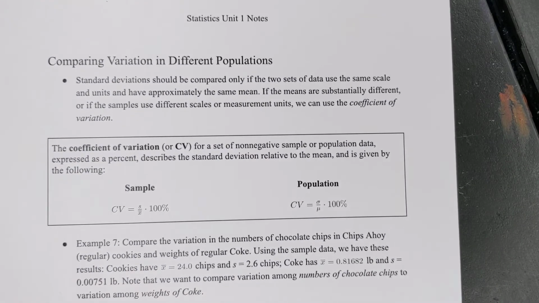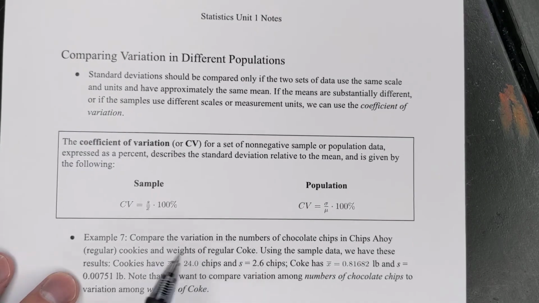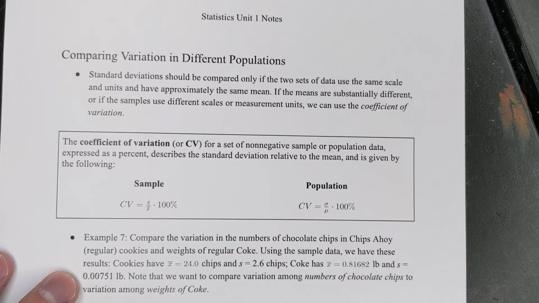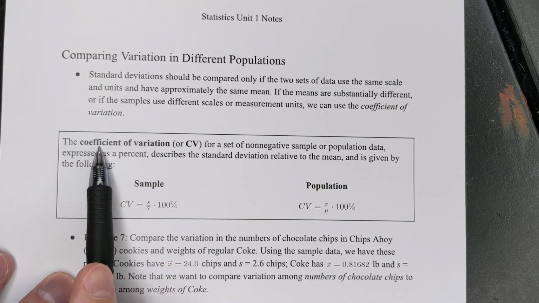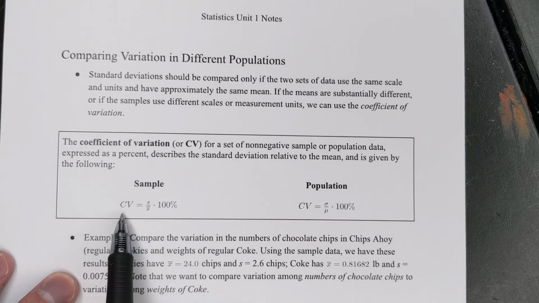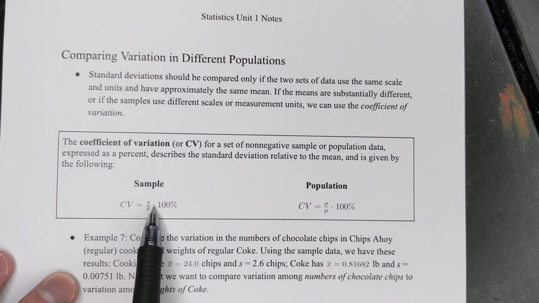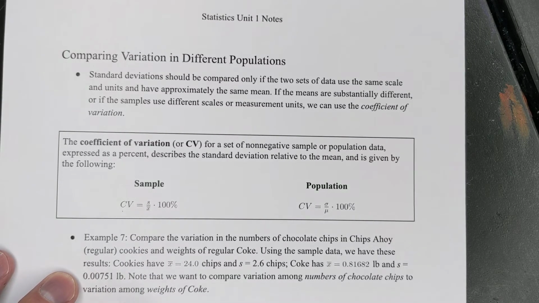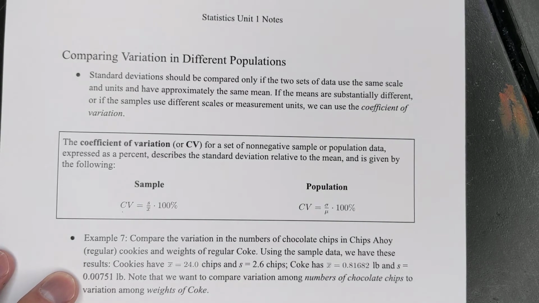Okay, the last thing we've got here is comparing variation between populations. Usually you can't compare if you have different units, different things like that, because the calculations don't work correctly. So here you have the coefficient of variation, CV. For a sample, it's the standard deviation divided by the average, then times 100. This lets you compare things that are not necessarily measured in the same way.